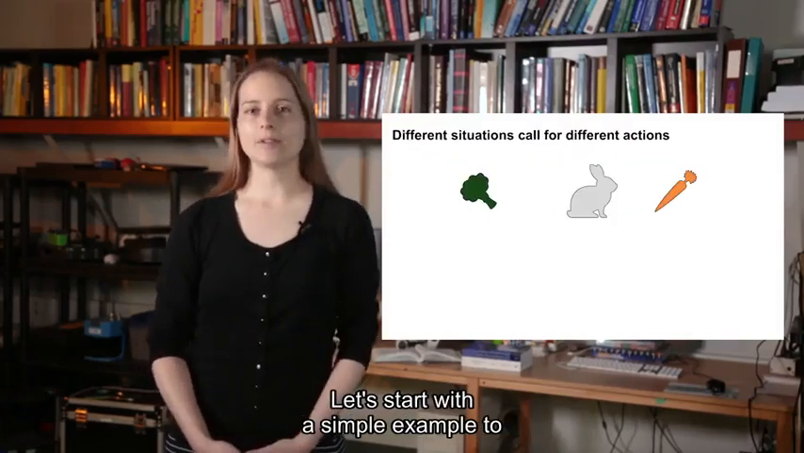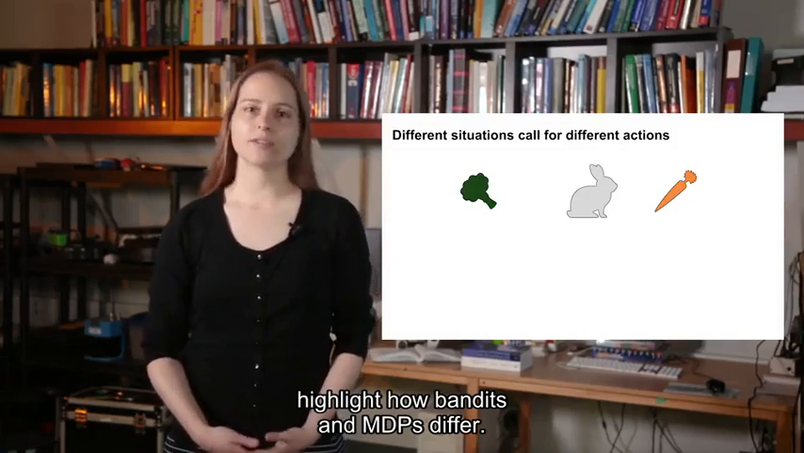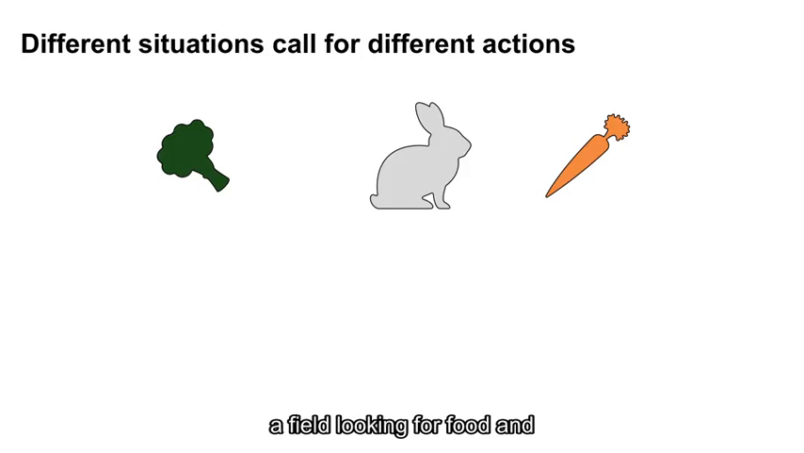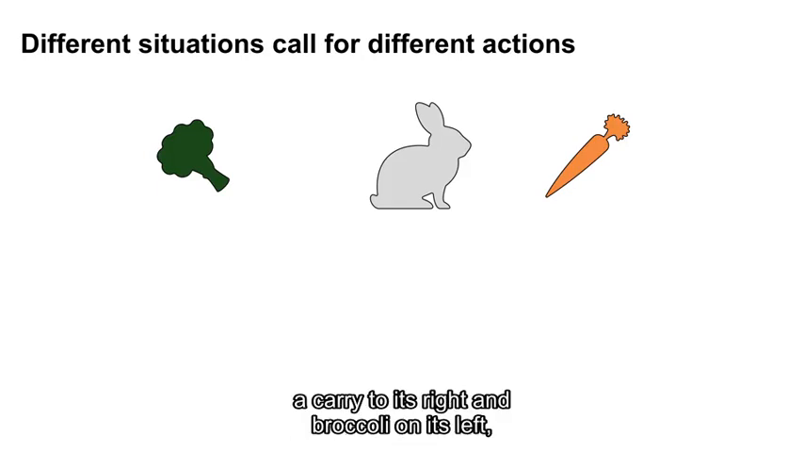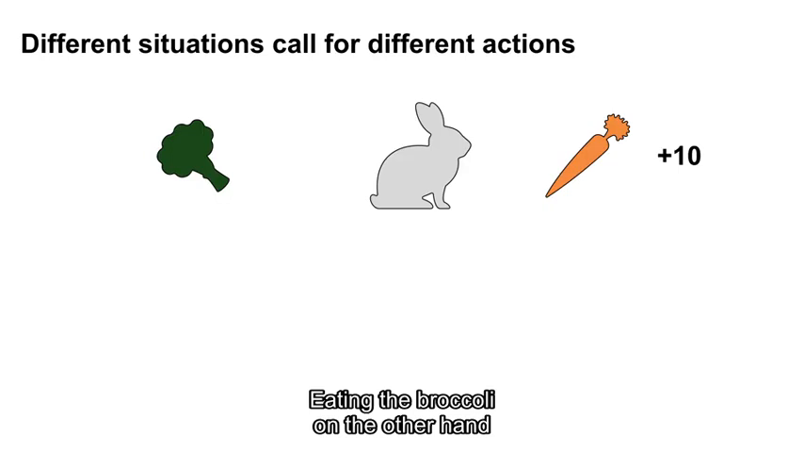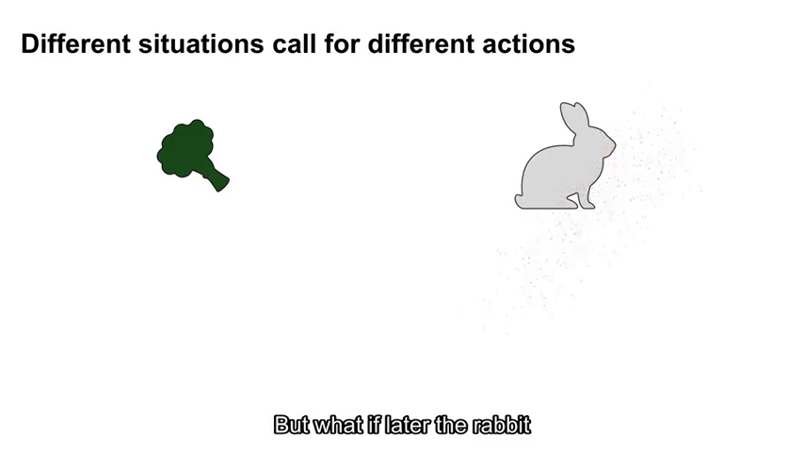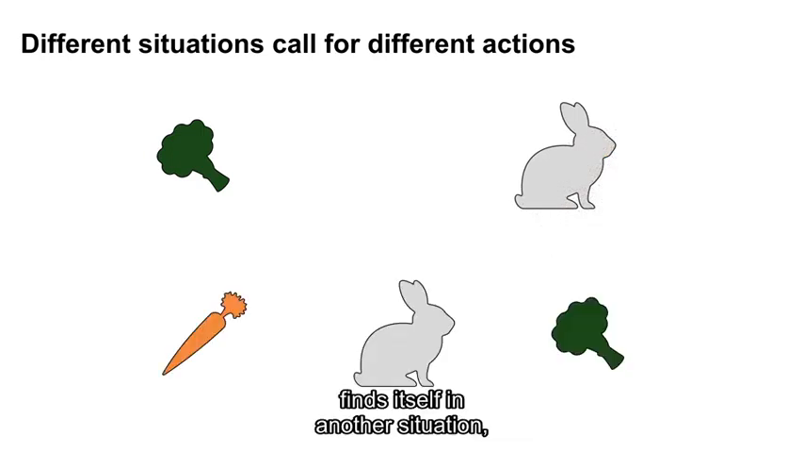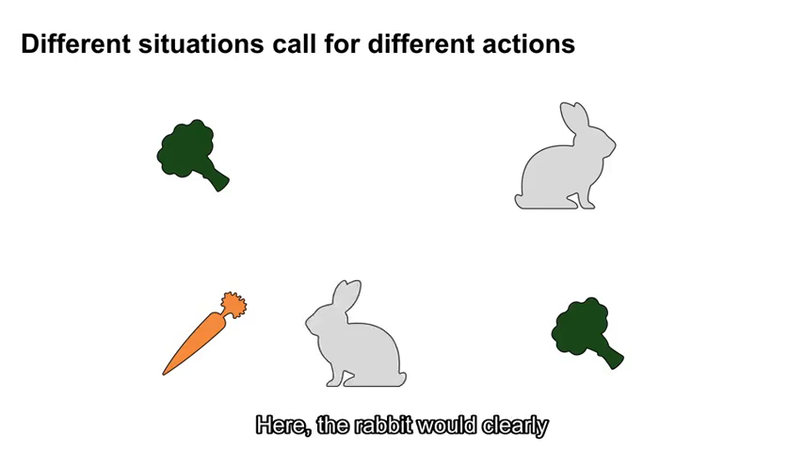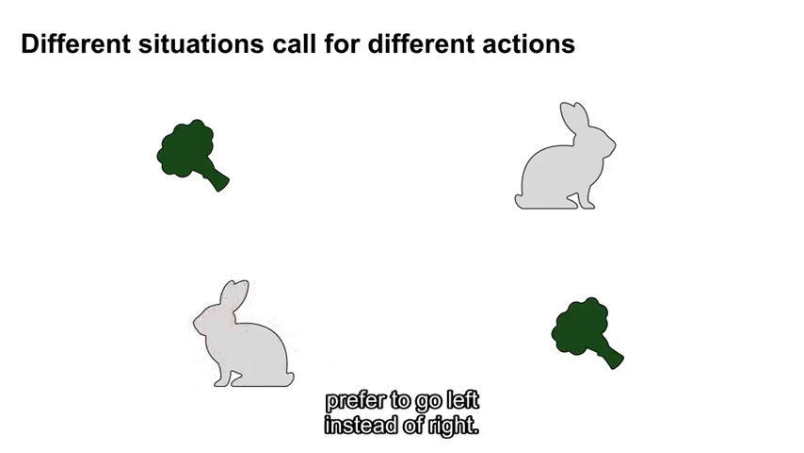Let's start with a simple example to highlight how bandits and MDPs differ. Imagine a rabbit is wandering around in a field, looking for food, and finds itself in a situation where there is a carrot to its right and broccoli on its left. Our rabbit prefers carrots, so eating the carrot generates a reward of plus 10. Eating the broccoli, on the other hand, generates a reward of only plus 3. But what if later the rabbit finds itself in another situation where there is broccoli on the right and carrot on the left? Here the rabbit would clearly prefer to go left instead of right.